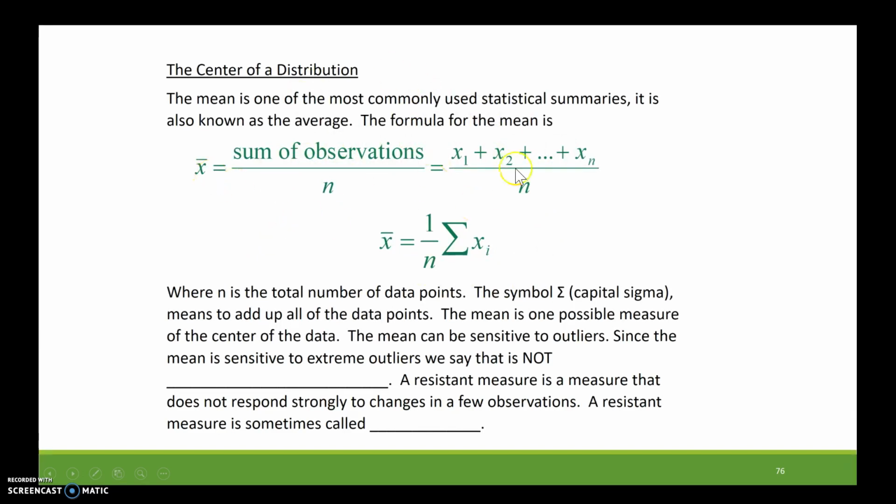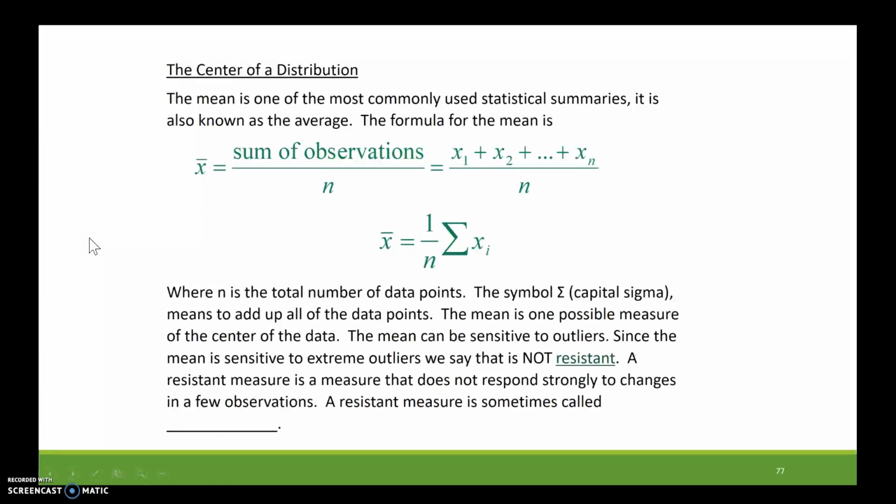And don't get too hung up on the formula here. All this formula is saying is you're going to add up all of your data points and then divide by the number of data points. This is the same average that you saw a long time ago in middle school or elementary school. It's the exact same formula, it's just that now we've used a little bit more formal notation for it. We're still adding up all of the data points and then dividing by the number of data points.